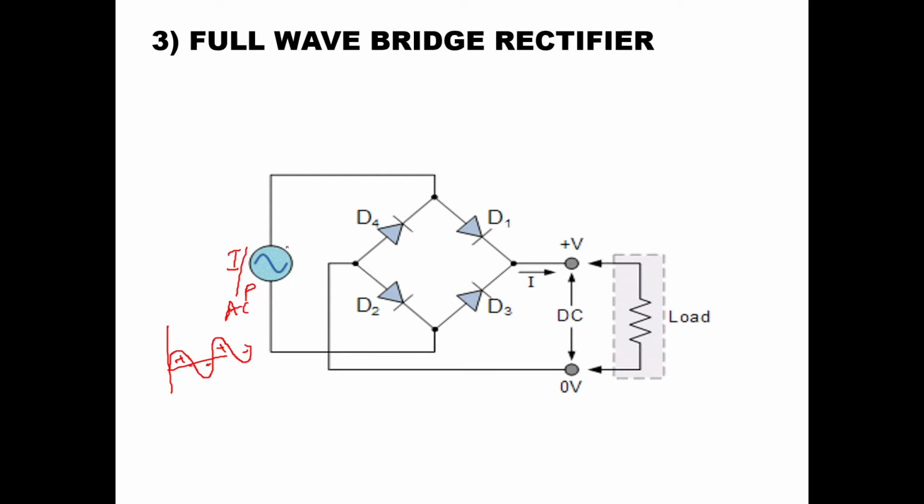Now, when the input is positive half cycle, this point is positive, diode D1 will conduct and the current will flow through the load like this. Then it will come here, and D2 will get conducted and the current will come back to the negative point. So in the first case, when the input is positive half cycle, D1 and D2 will get conducted.